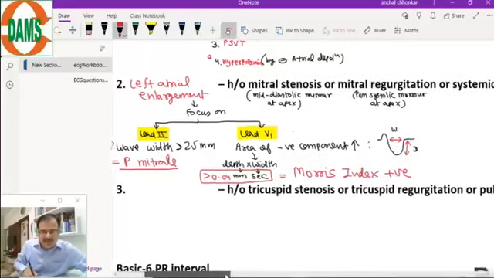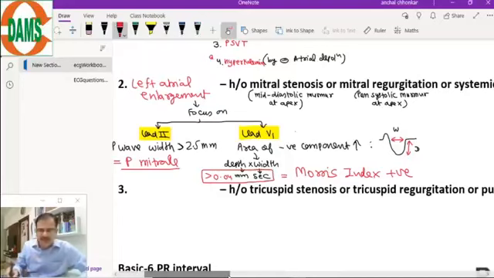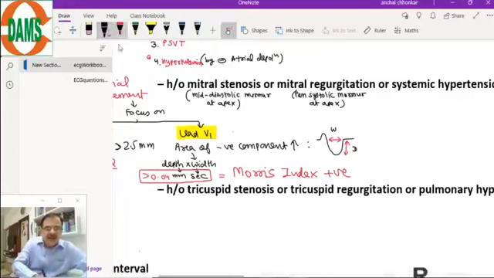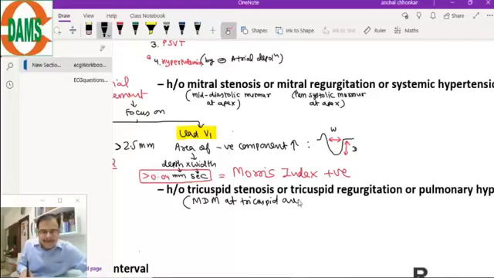Number three, I will start with the clinical history. For the third abnormality of P wave, there is a history of tricuspid stenosis, with mid diastolic murmur at the tricuspid area. Or a history of tricuspid regurgitation is given. Tricuspid regurgitation is a pansystolic murmur at the tricuspid area.